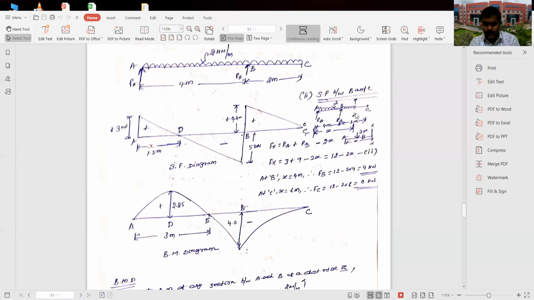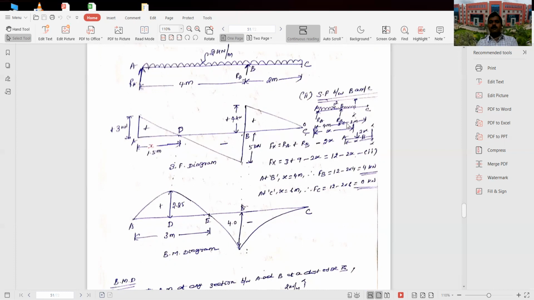If I take the section here, Fx will be equal to RA plus RB, both upward, therefore positive. So plus RA plus RB. Then you can see the downward load, minus 2 into this distance x. The UDL is acting over a distance of x, therefore 2 into x, minus 2x.